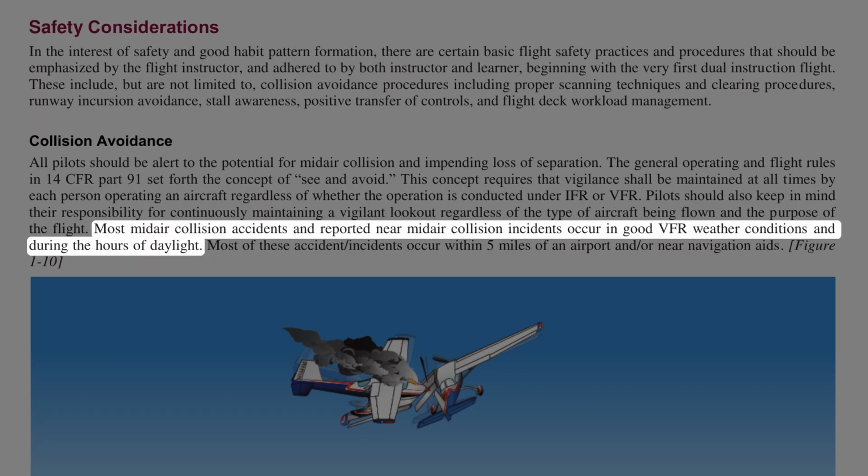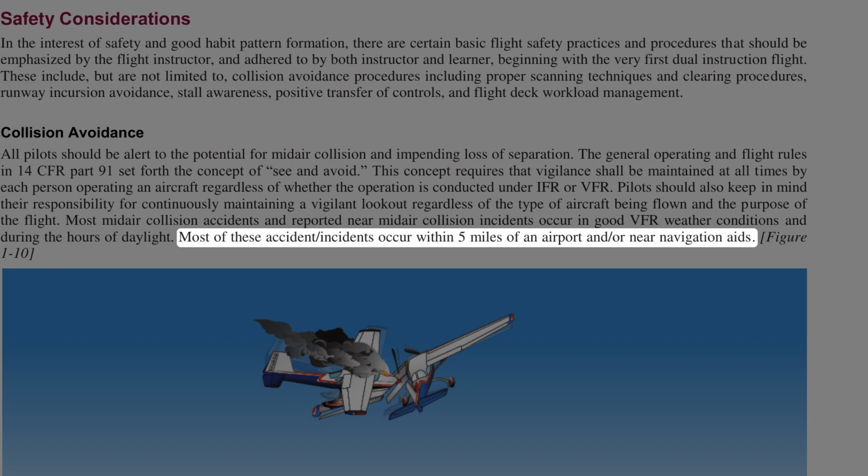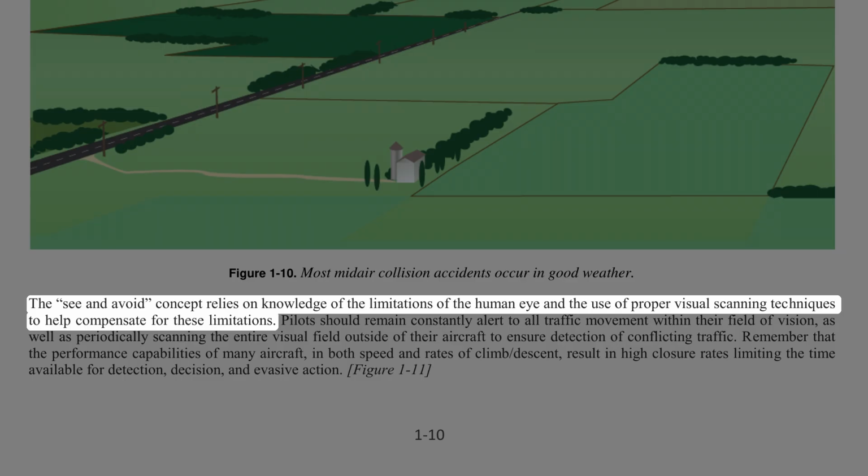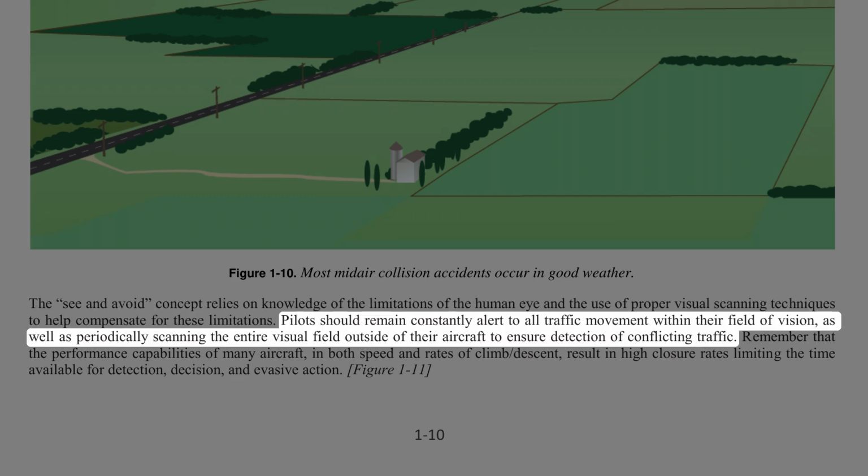Most mid-air collision accidents and reported near-mid-air collision incidents occur in good VFR weather conditions and during the hours of daylight. Most of these accidents and incidents occur within 5 miles of an airport and/or near navigation aids. The see and avoid concept relies on knowledge of the limitations of the human eye and the use of proper visual scanning techniques to help compensate for these limitations. Pilots should remain constantly alert to all traffic movement within their field of vision, as well as periodically scanning the entire visual field outside of their aircraft to ensure detection of conflicting traffic.